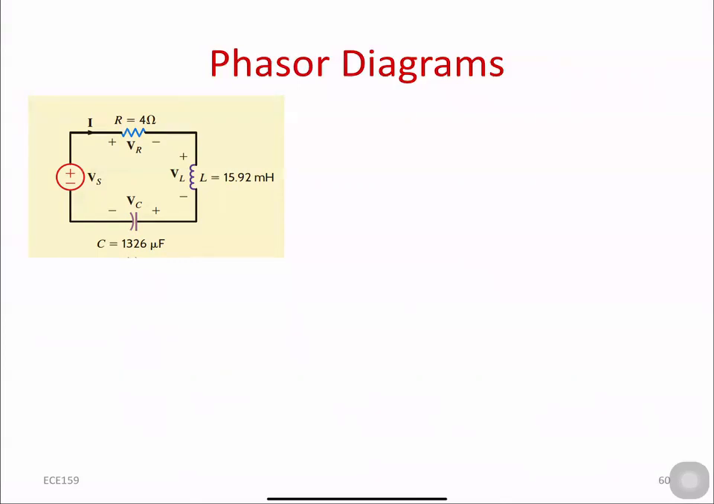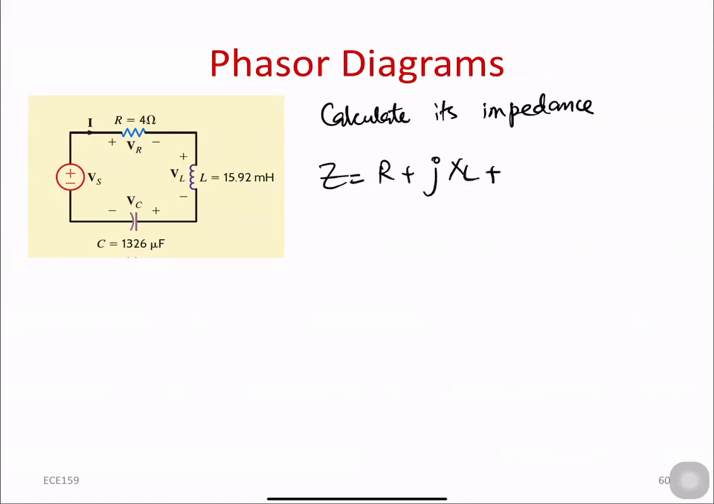So in order to find the current value for this one, the first thing you have to do is calculate the impedance. You have to calculate the impedance for the inductor. For the resistor, impedance and resistance are the same, and likewise for the inductor and capacitor. So the first thing is to calculate the impedances. What is going to be the total impedance? It's going to be R plus J XL minus J XC, right?